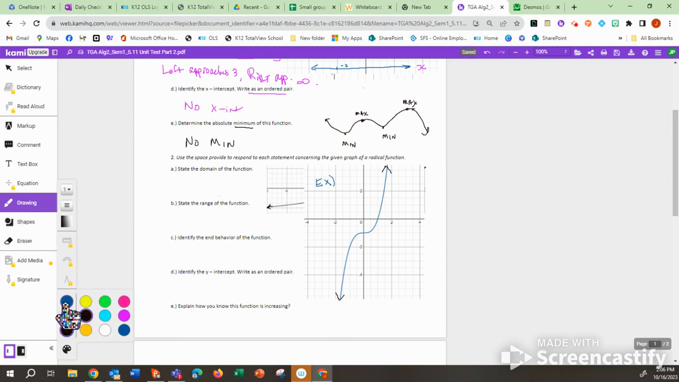So this graph goes forever to the left. Domain, again, are your x's. This is how far the graph travels from the left to the right. It's going forever to the left and forever to the right, so the domain is negative infinity to positive infinity.